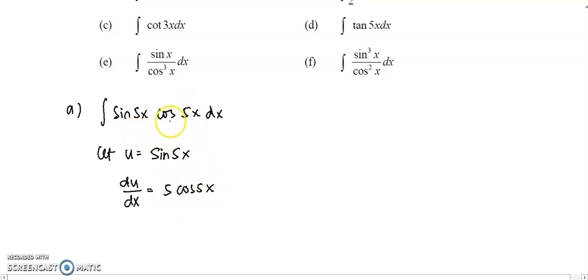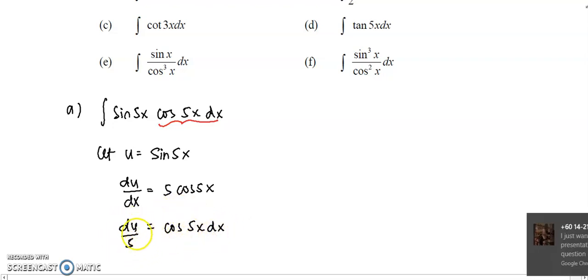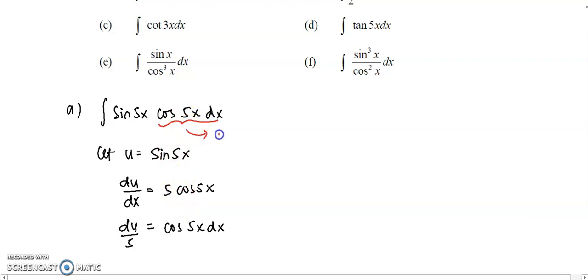From here, we can look at our question. Cos 5x appears in our question, so I'm trying to find cos 5x dx. If I move the dx to the right, I get my cos 5x dx, and the 5 you move to the left, you have du over 5. Now you can see that cos 5x dx can be replaced by du over 5. I highlight here, this can be substituted as du over 5.